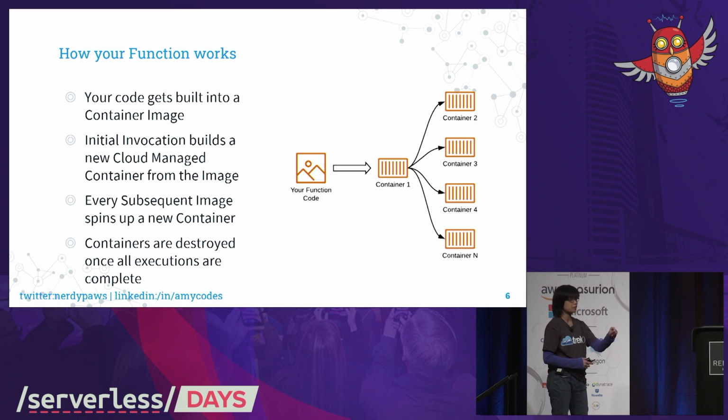And when you call that code the first time, it spins that up into a fully managed container that is going to be managed by the cloud provider. And every time you call it after that, it just spins up more images of that one image. And then once everything's done, they all die. Fingers crossed.